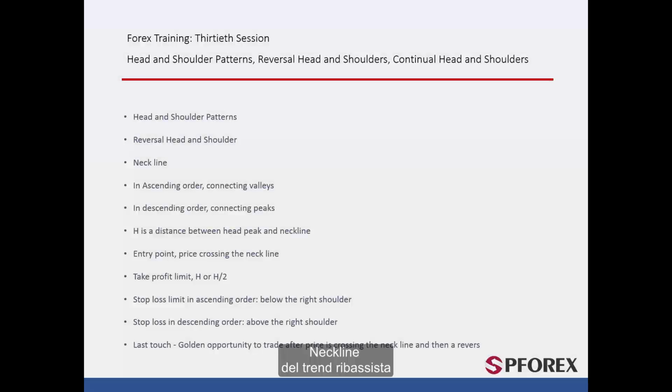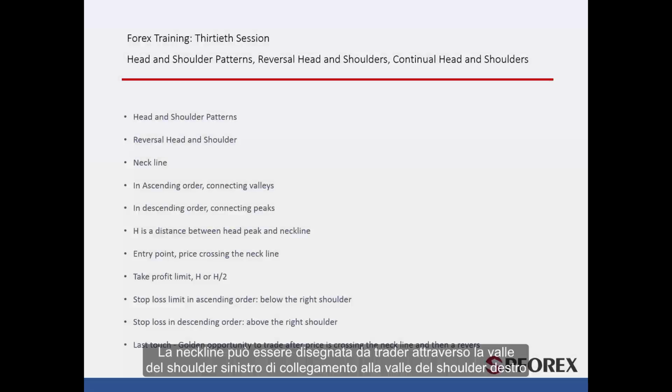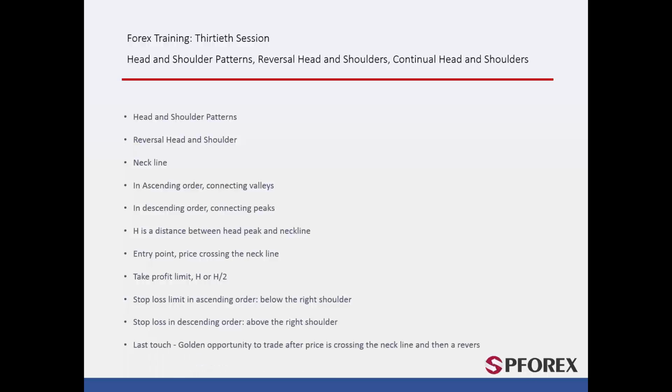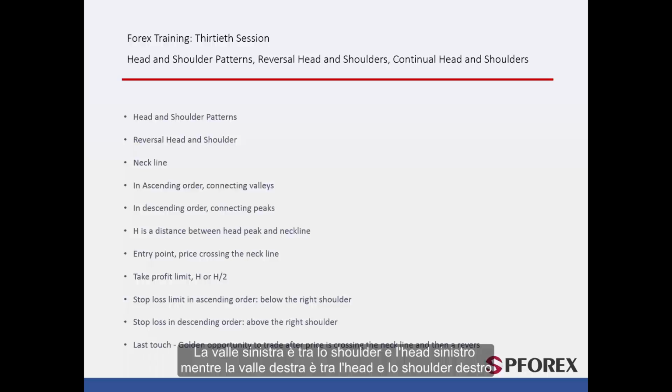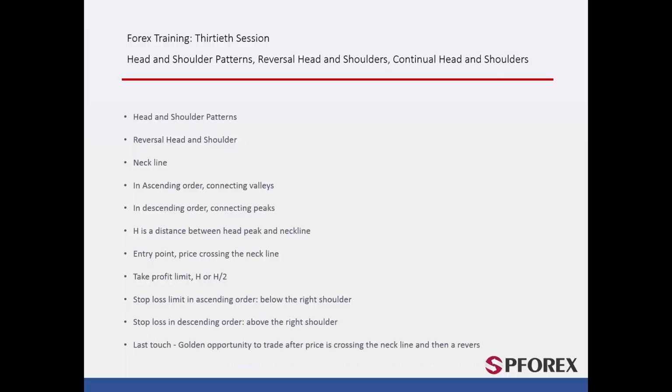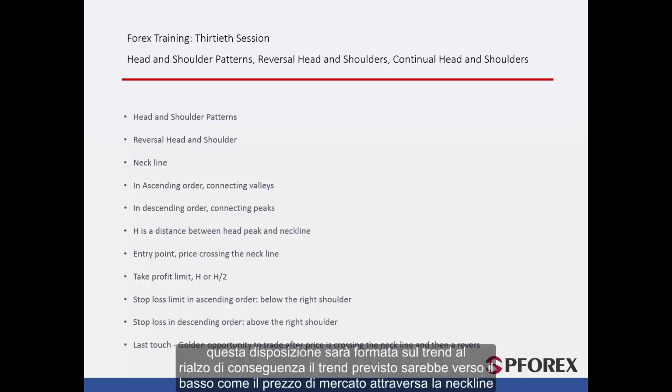Neckline downtrend. Neckline can be drawn by a trader through connecting the valley of the left shoulder to the valley of the right shoulder. Left valley is between the left shoulder and head, while right valley is between head and right shoulder. Due to the fact that head and shoulder is a reversal pattern, this format will be formed on the upward trend. Consequently, the foreseen trend would be downwards as market price crosses the neckline.